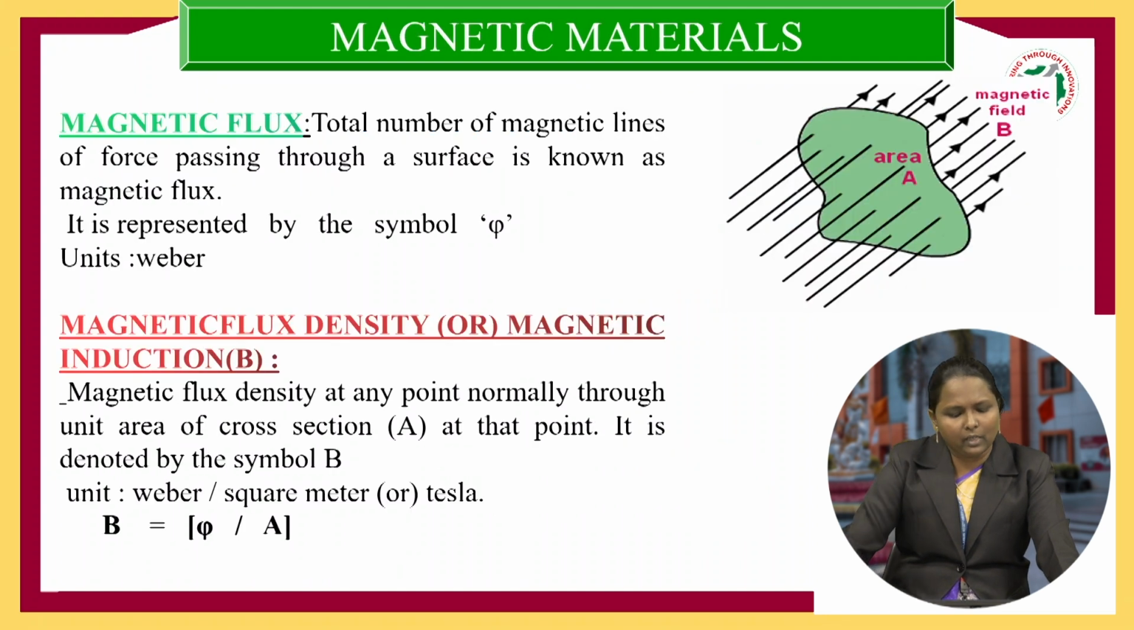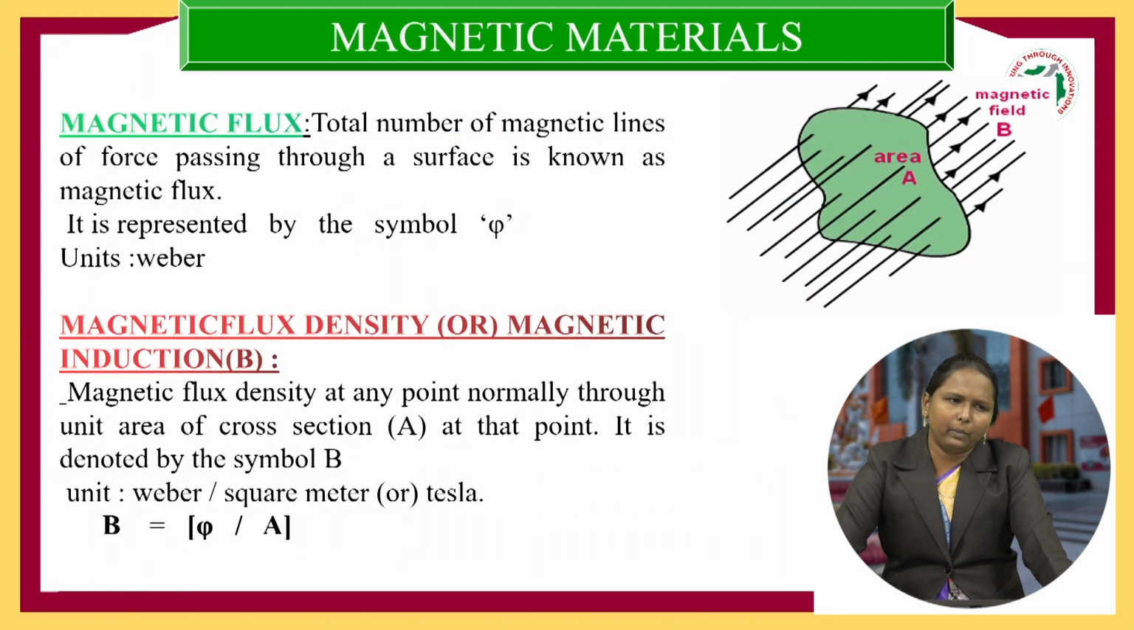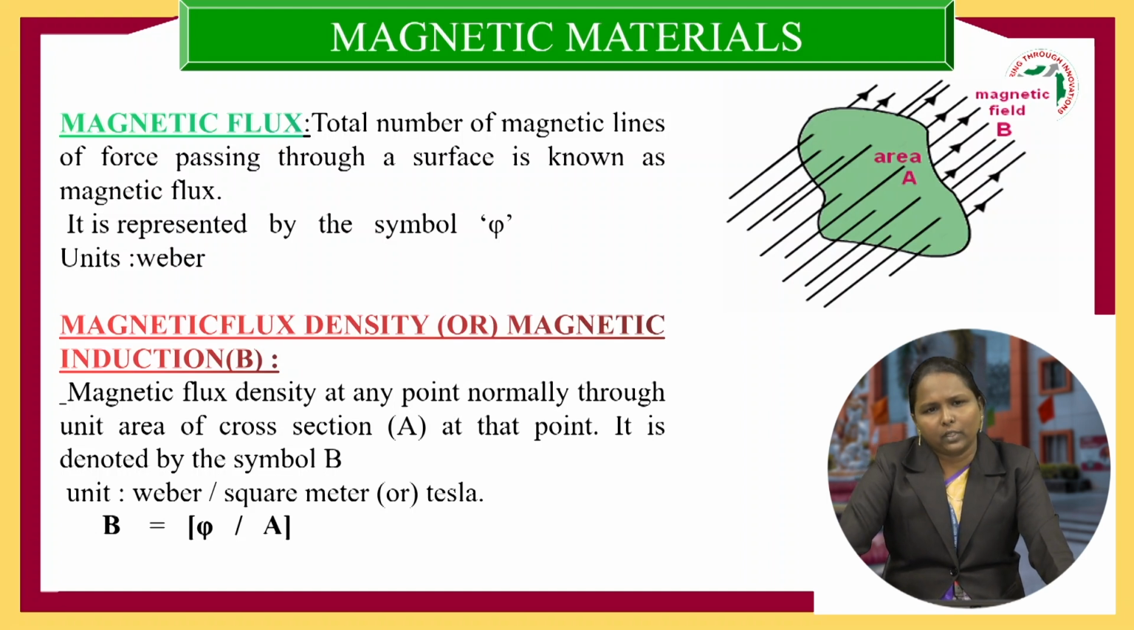Next definition is magnetic flux density, capital B. Before going to know about magnetic flux density, we should know about the magnetic flux.